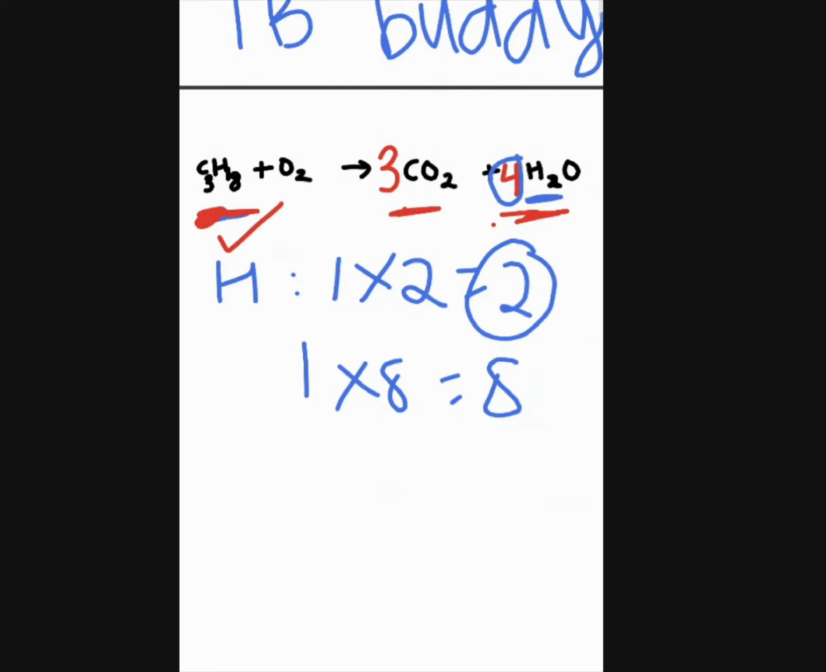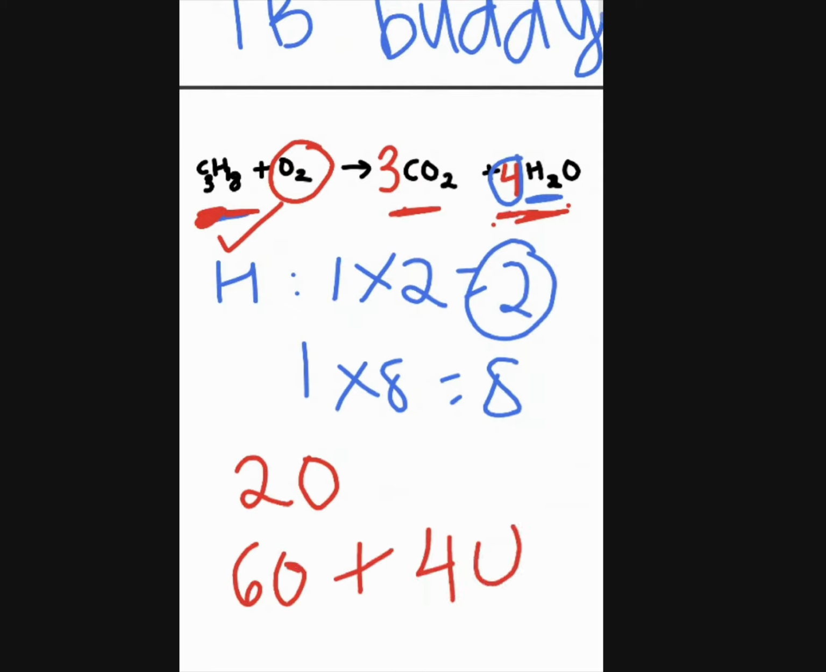Now let's look on to the oxygen, which is usually the tricky part of these equations. On the LHS, we have 2 oxygens, but on the right hand side we have 3 times 2, which is 6 oxygen, plus 4 times 1 oxygen, which is 4 oxygen. I think these look like 60s, so I will just erase them. Let's just keep it as 6 plus 4, because otherwise people are going to think it's 40. So on the right hand side, we have 10 oxygen.